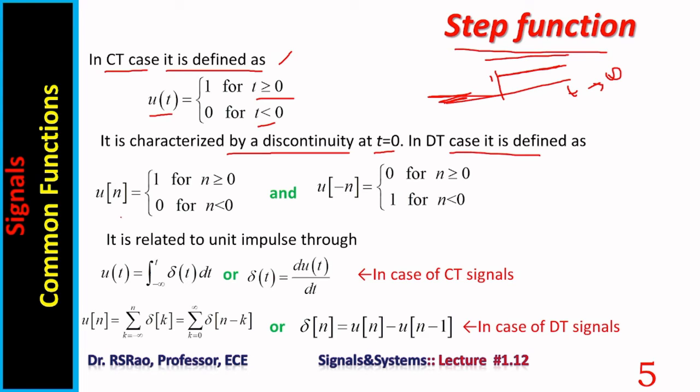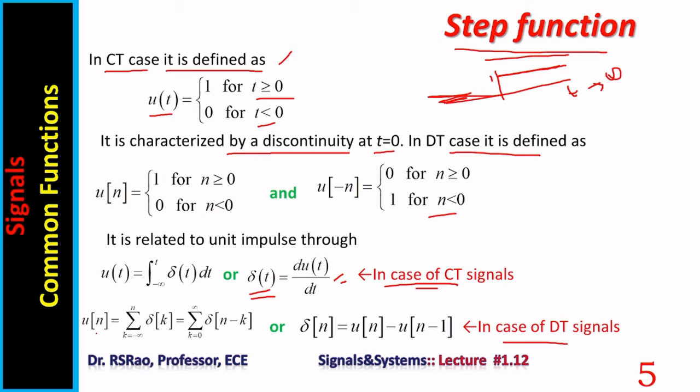In the DT case, it is defined as u of n is 1 for n more than or equal to 0. It is 0 for n less than 0. And u of minus n is 0 for n more than or equal to 0, and it is 1 for n less than 0. Now, the step function and impulse function are related. That relation is described here. In case of CT signals, u of t is the integral of delta of t. The step function is the integral of the impulse function, or the impulse function is the differential of the step function.